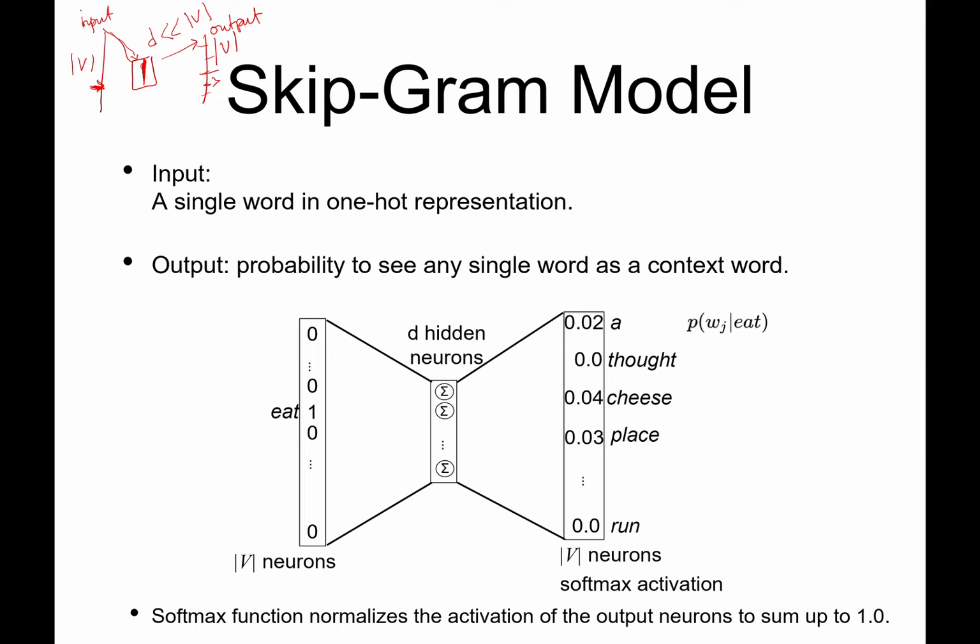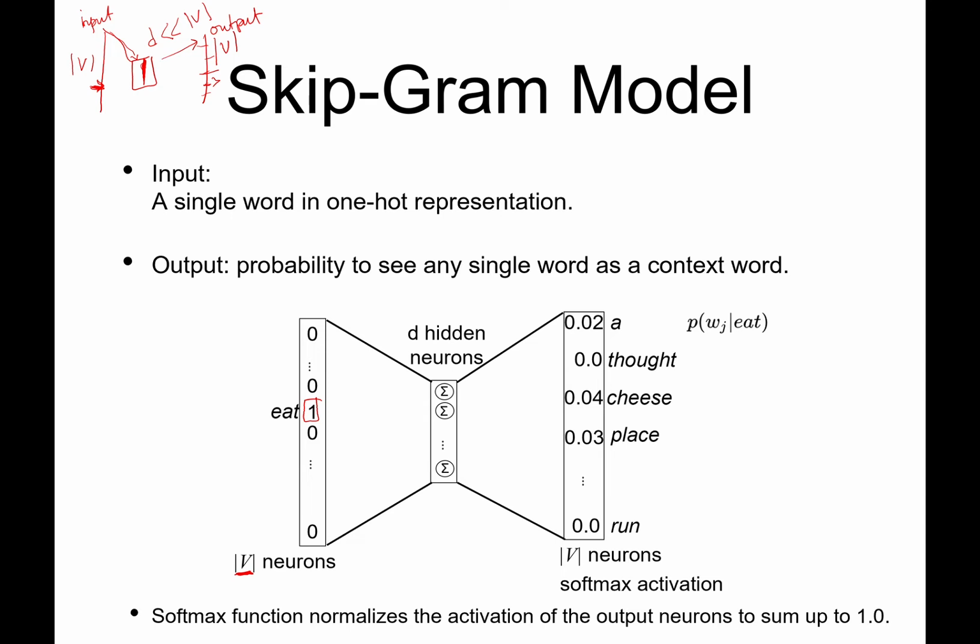Okay. All right, so in the input you have a single word in one-hot representation. So here you can see everything is 0. As you have probably guessed, the number of neurons in the input will be the size of the vocabulary. So you have the whole vocabulary here, and one word is 1 and the rest are zeros.